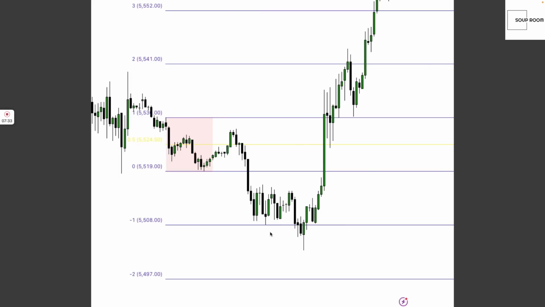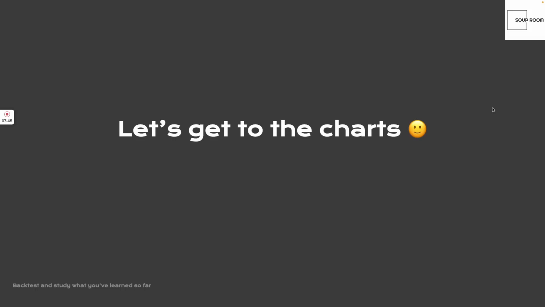Recognize something. Standard deviation, reverse. Standard deviation, retrace. Standard deviation, retrace. Very, very important.